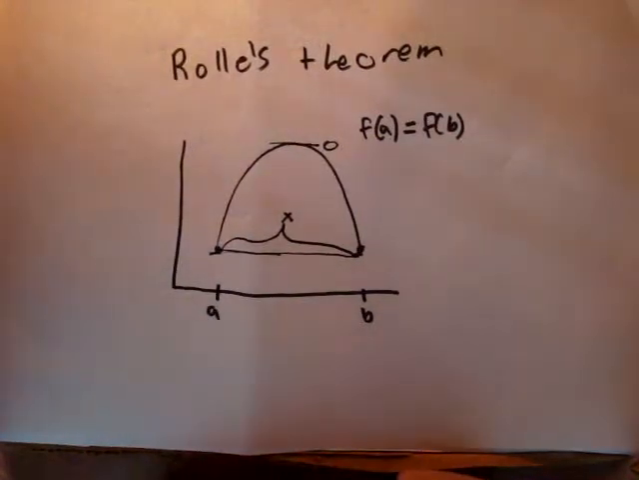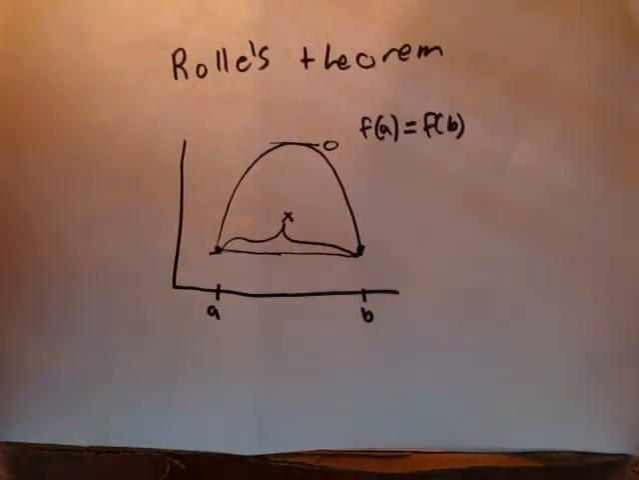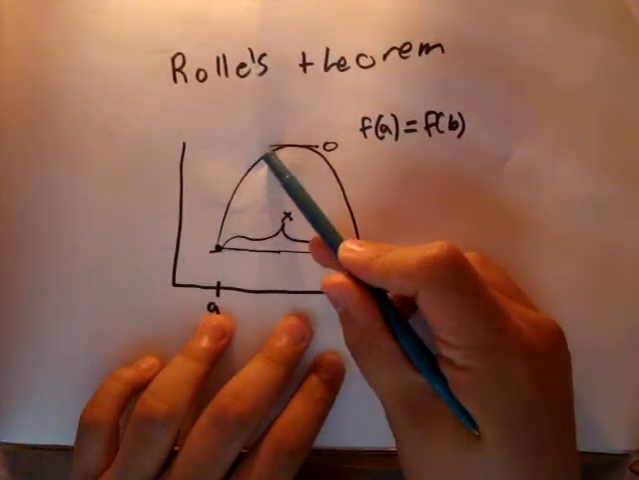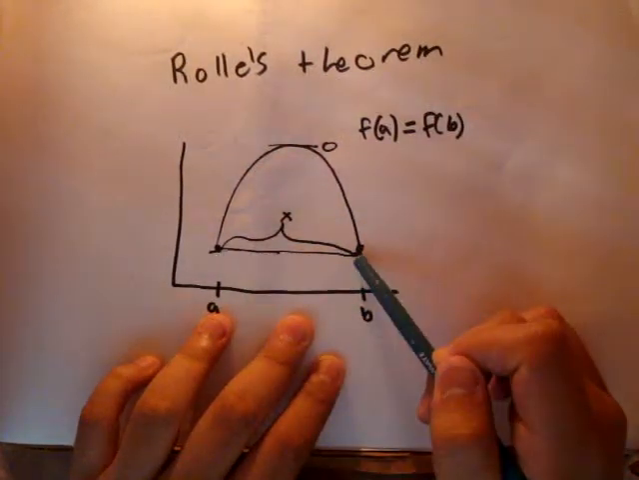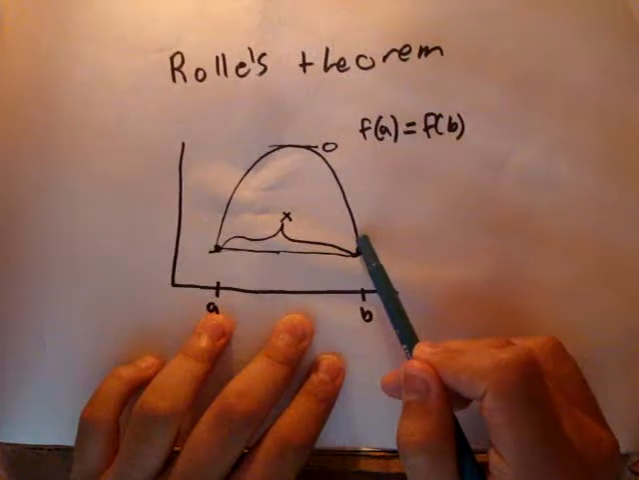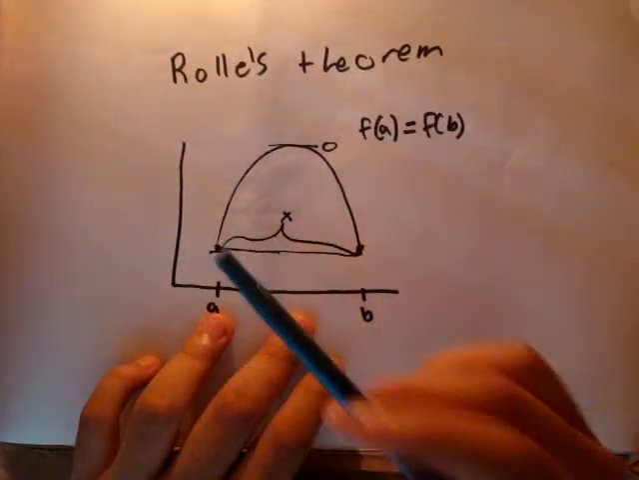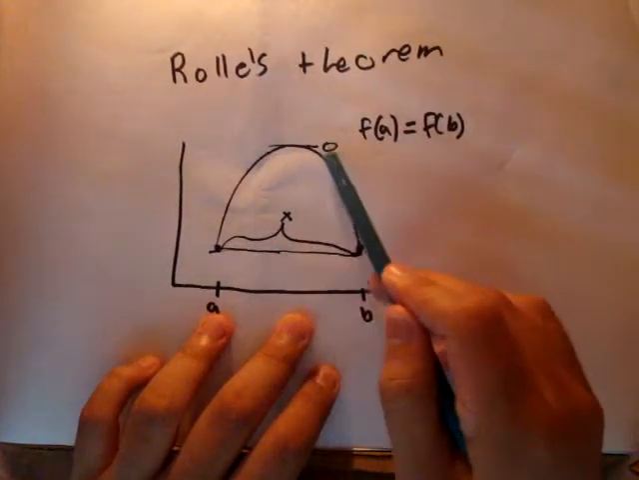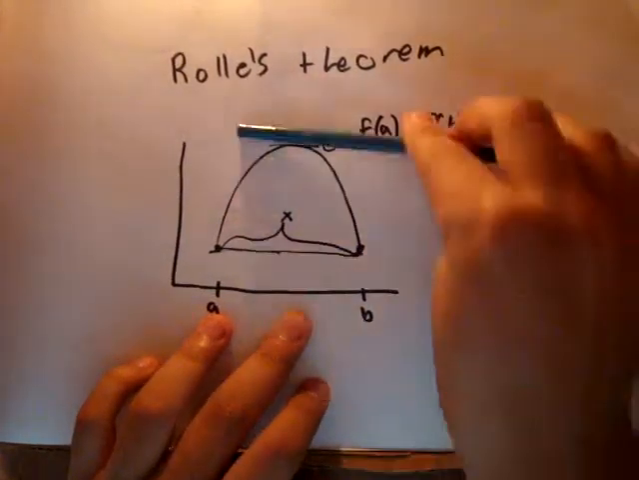The first one is continuity. Continuity is very important because Rolle's theorem works because you assume that the function is going to go up, and because A and B are the same, it has to come down. And for it to come down, it has to go through all these y values from here to here.